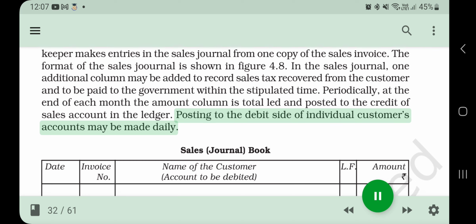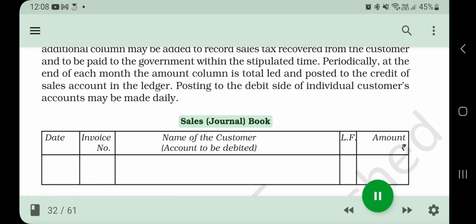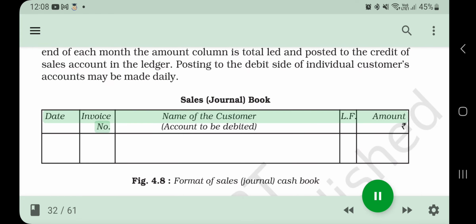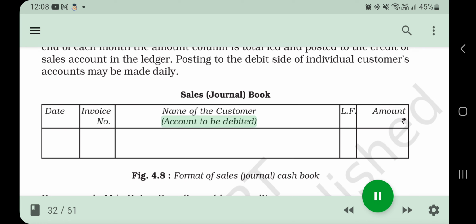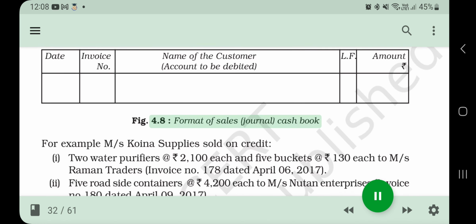Posting to the debit side of individual customers' accounts may be made daily. Sales Journal Book. Date, invoice number, name of the customer, LF, amount, account to be debited. Fig. 4.8 Format of Sales Journal.